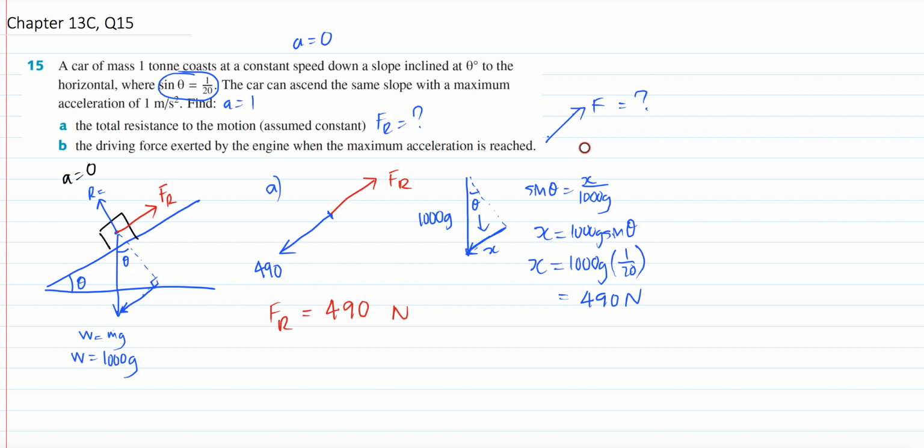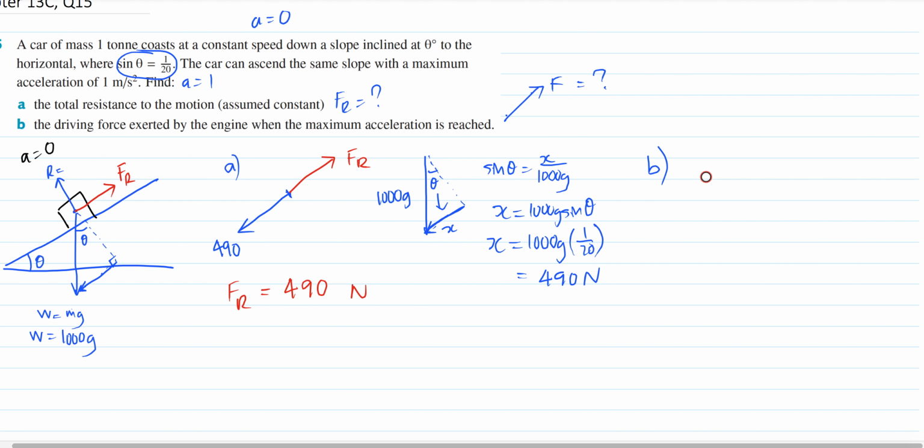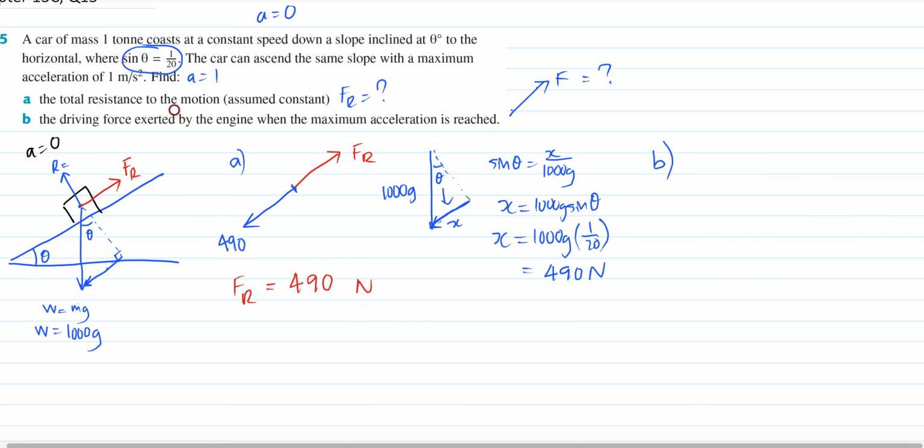Okay, let's have a look at part B. I'll just shift over to the right side. Part B: find the driving force exerted by the engine when the maximum acceleration is reached. This is talking about the second scenario where your car is now ascending up the plane. So let's have a look.